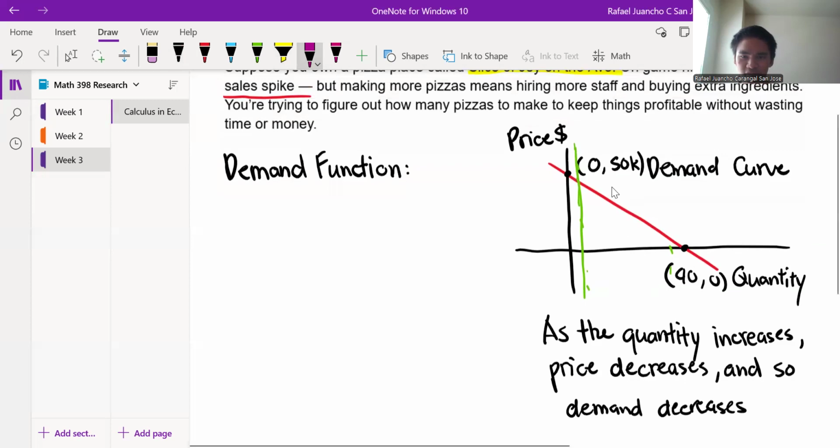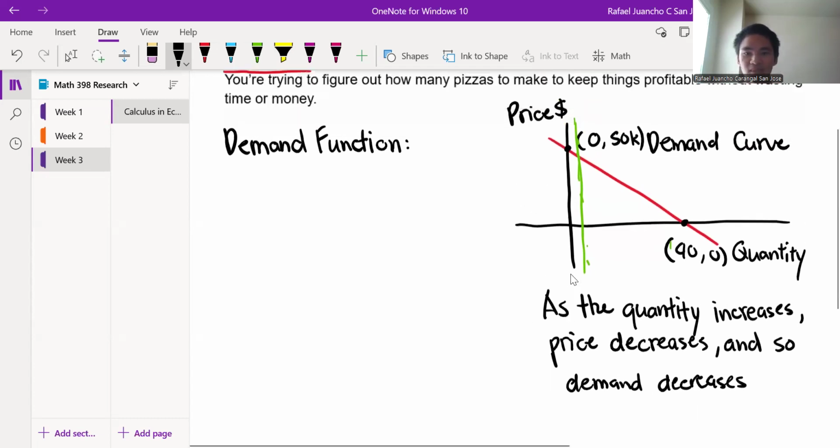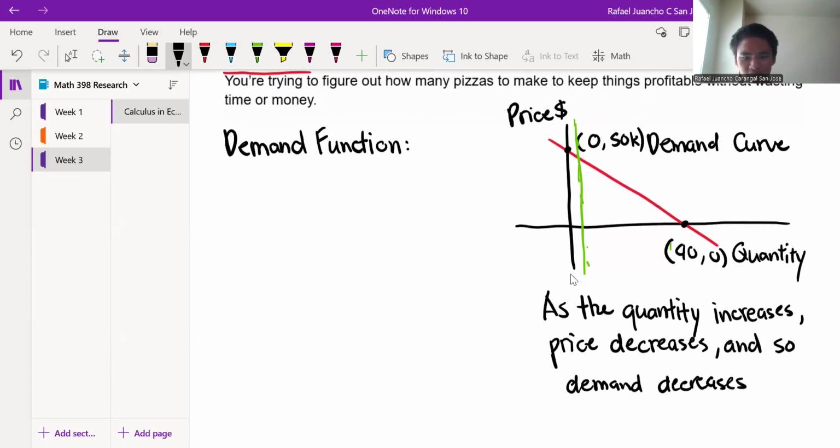That's why here initially the demand is really high, right? The demand is here. But as the number of pizzas or the number of these products increases, our price decreases, right? And as our price decreases, our demand decreases. So that's the relationship between quantity or amount of a product, its price, as well as its demand. So that's the demand. Okay.